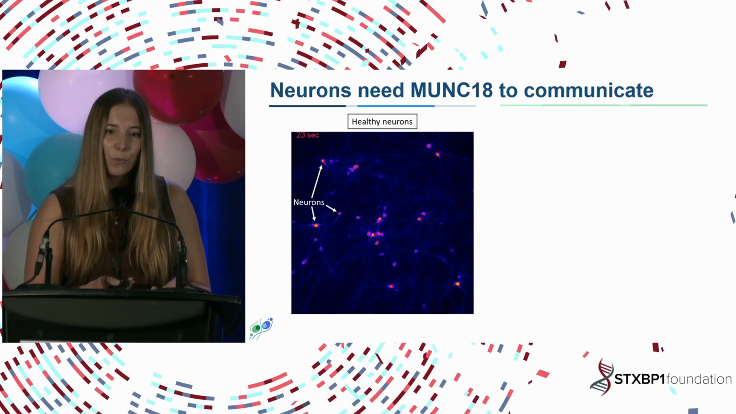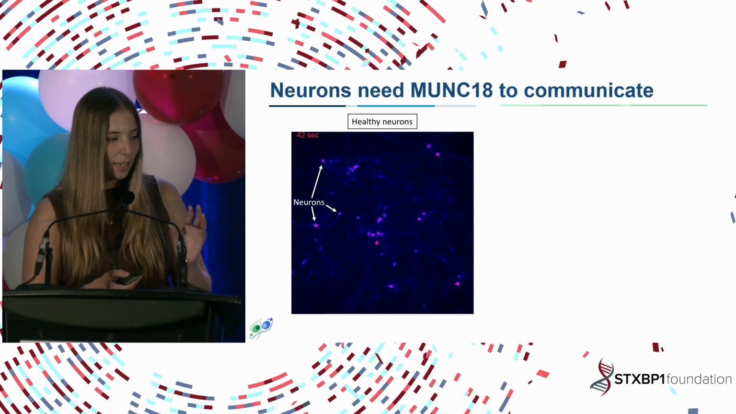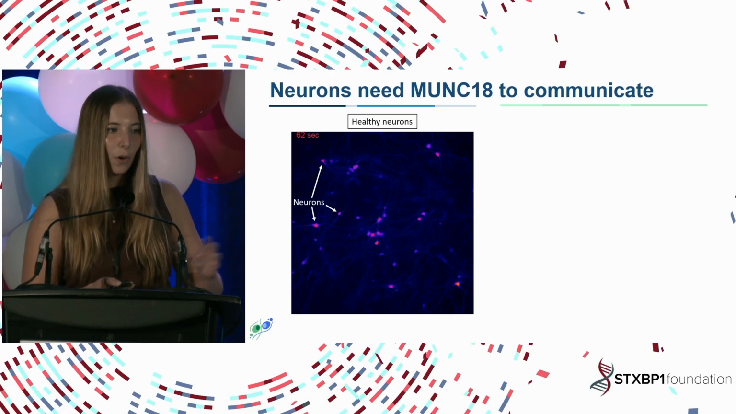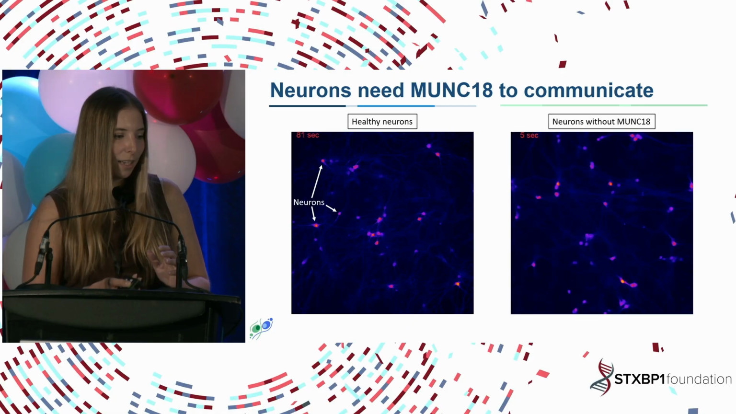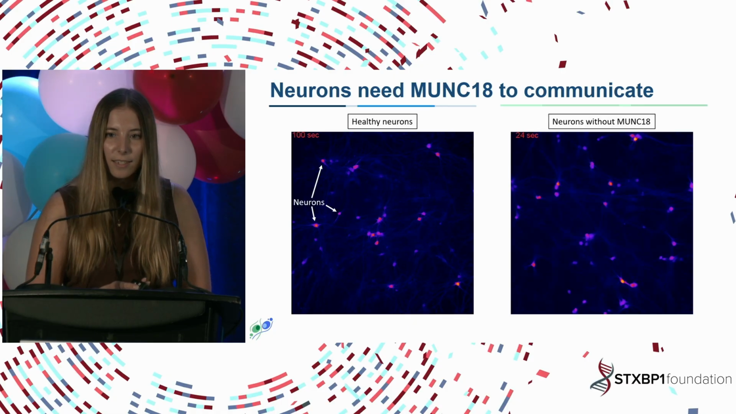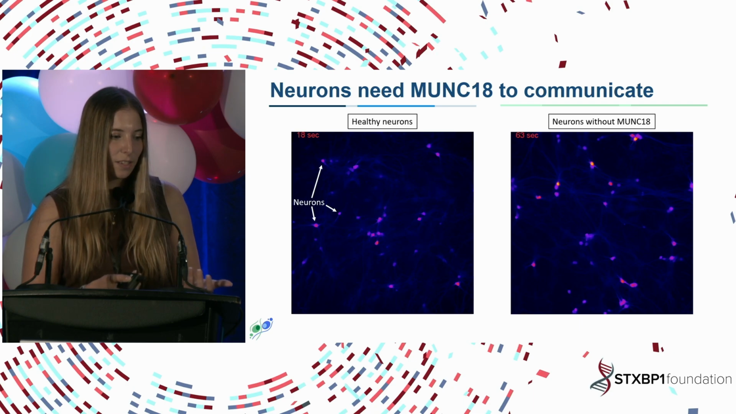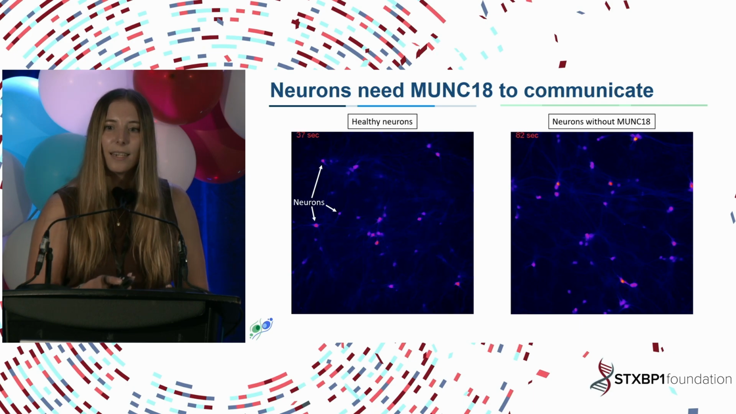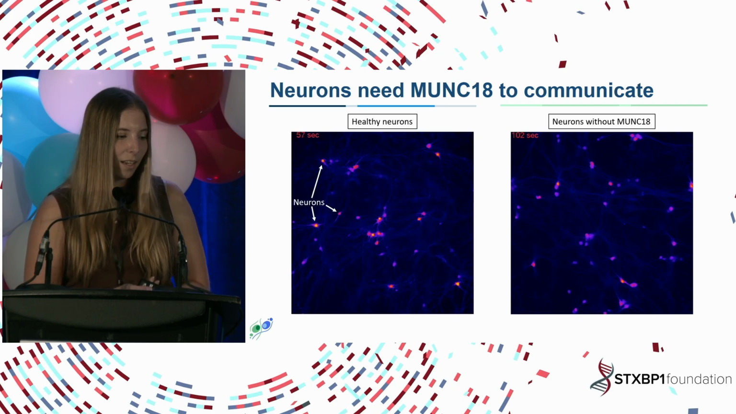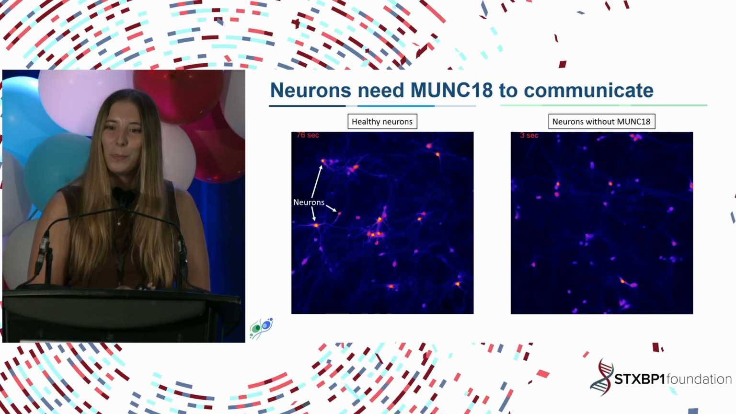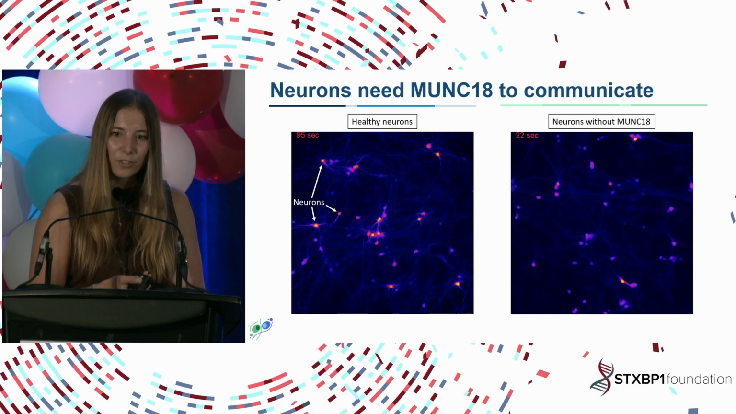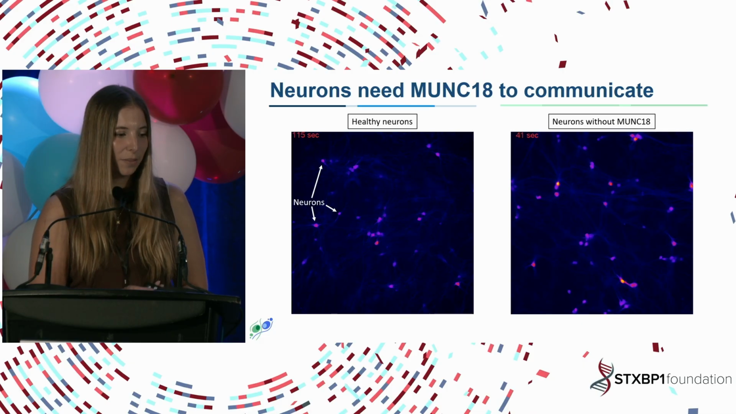But what happens when we don't have MUNC18? So we take these neurons in the lab, we remove all MUNC18, and this is what we see. So you can see that these neurons are trying to make a signal, they are lighting up, but you can see that they are not lighting up at the same time, they are not connected. And this is what we mean when we say that MUNC18 is essential for neurons to communicate with each other.